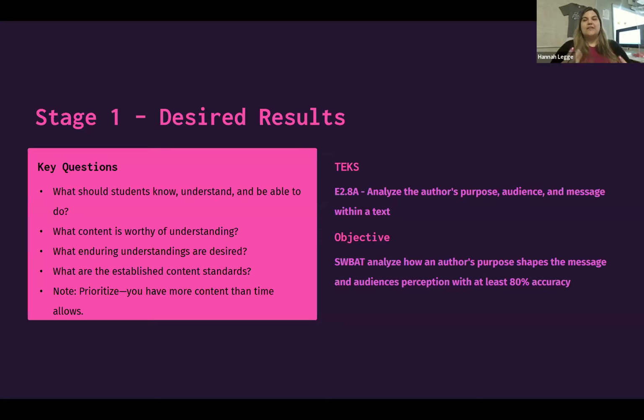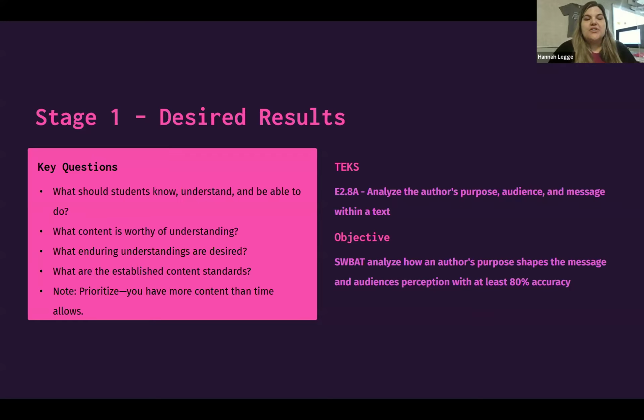This is where your expertise as an instructor or teacher comes into play. If we're looking at the TEKS on the right side, it says analyze the author's purpose, audience, and message within a text. So that's 8A. Now, if you are in a 45-minute block and you are reading a very dense text, maybe in one lesson you're just analyzing the author's purpose. Okay, so that's when it says what content is worthy of understanding. Maybe that day we're doing author's purpose. Maybe the next day we're talking about audience, and maybe the following day we're talking about message within a text.